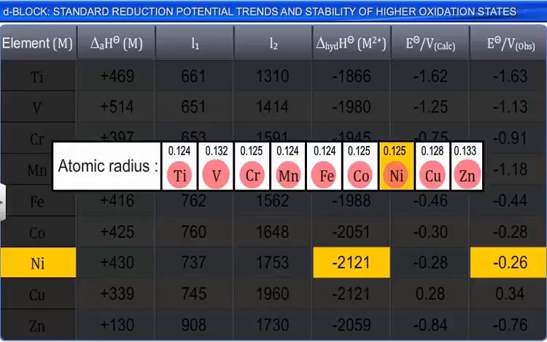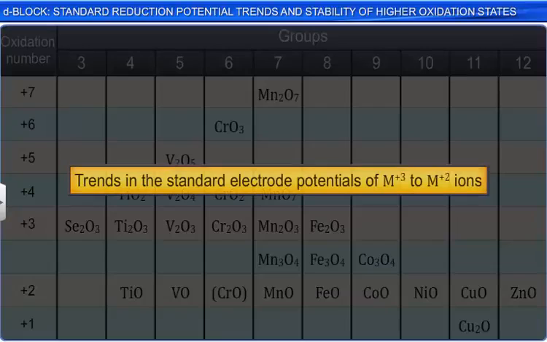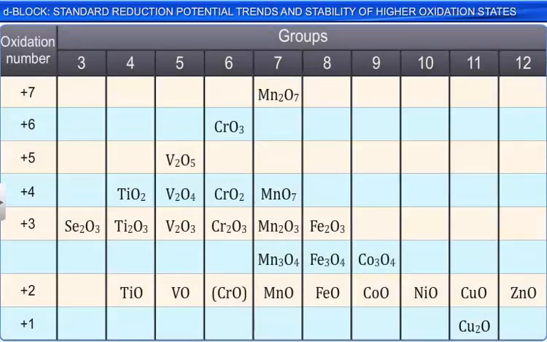Now let us look at the trends in the standard electrode potentials of M3+ ions to M2+ ions. Not all the first row transition elements have the same pairs of stable oxidation states. The elements from vanadium to cobalt are chosen because they all have +2 and +3 states, for which reliable experimental data are available. The observed electrode potentials for these elements are shown in the table here.